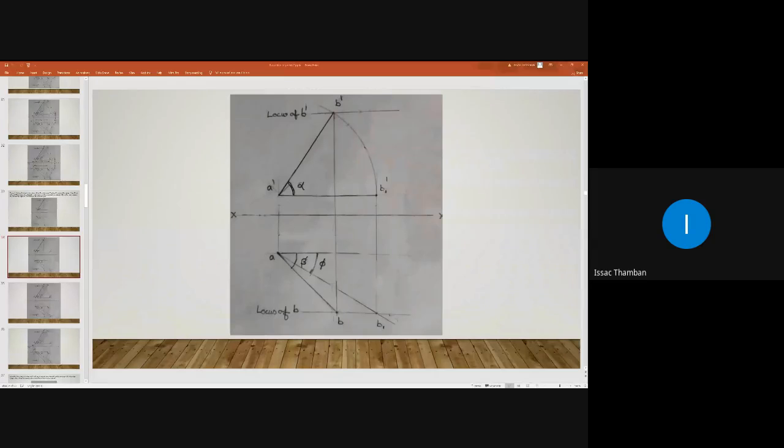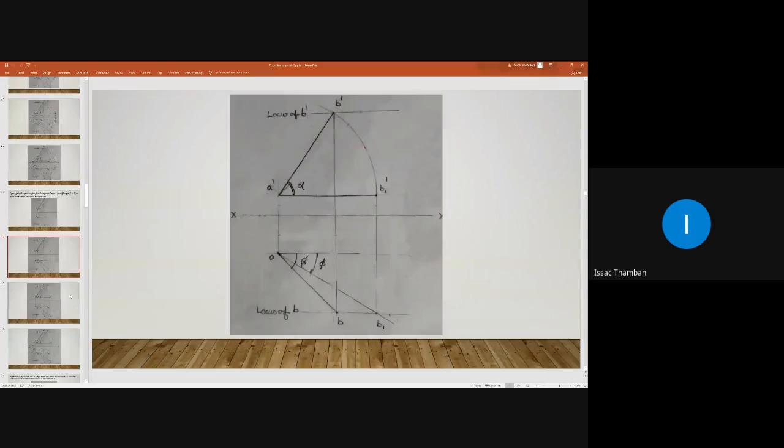So the true length of line AB is 55 mm, and phi is around 35 degree. So that is the value of true length and phi. What is phi? Phi is the actual inclination of line AB with respect to VP. Now, what next? We have to find the true length of line and the true inclination of line AB with respect to HP. So, how will you find that?